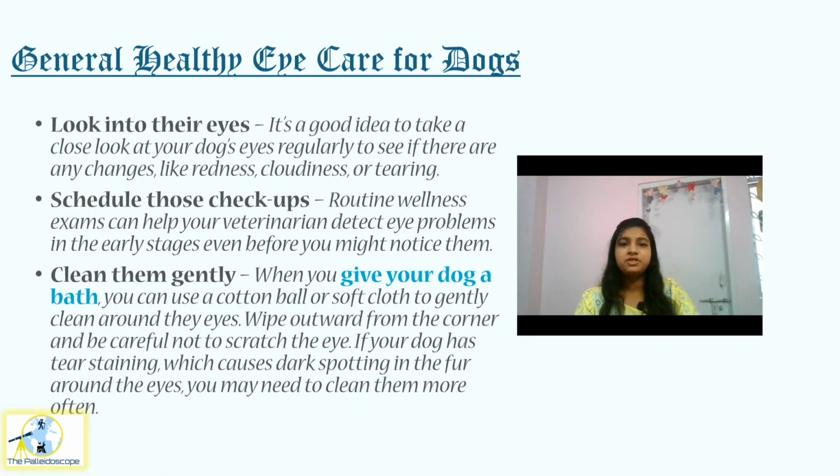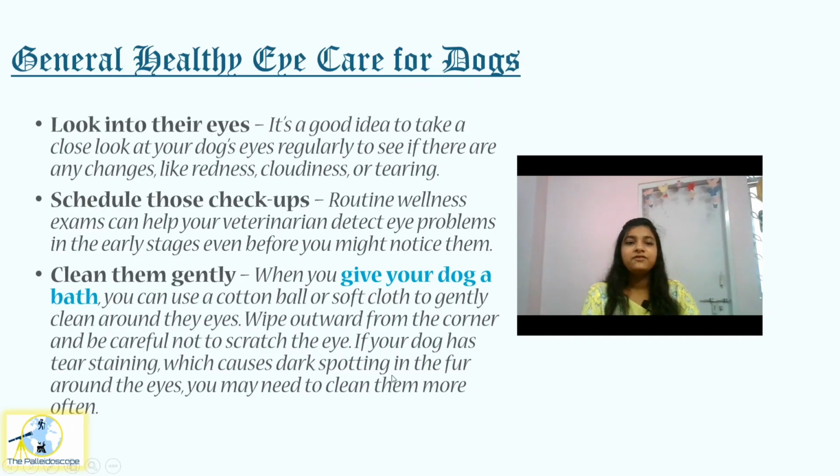Then clean them gently. When you give your dog a bath, you can use a cotton ball or soft cloth to gently clean around the eyes. Wipe outward. I am giving you the total process of how you should clean the eyes. You should not be harsh to the eyes. Obviously, it is a very sensitive organ. Wipe outward from the corner and be careful not to scratch the eye. You should not be scratching the eye. What you should be doing is wiping very softly from the corner, and be careful not to scratch the eye.